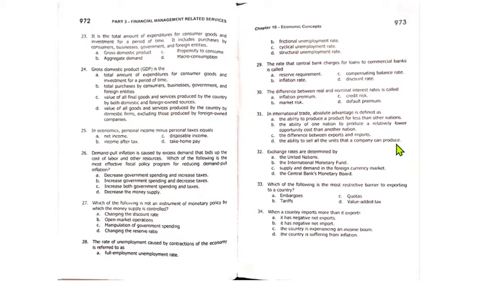32. Exchange rates are determined by: UN, International Monetary Fund, supply and demand in the foreign currency market, or central bank's monetary board. So sino nagsasabi ng exchange rate? Eh di yung supply and demand in the foreign currency market, hindi yung UN, IMF, or central bank. Hindi nila ini-impose yan, but it is based on the conditions in the market. So 32 is C.